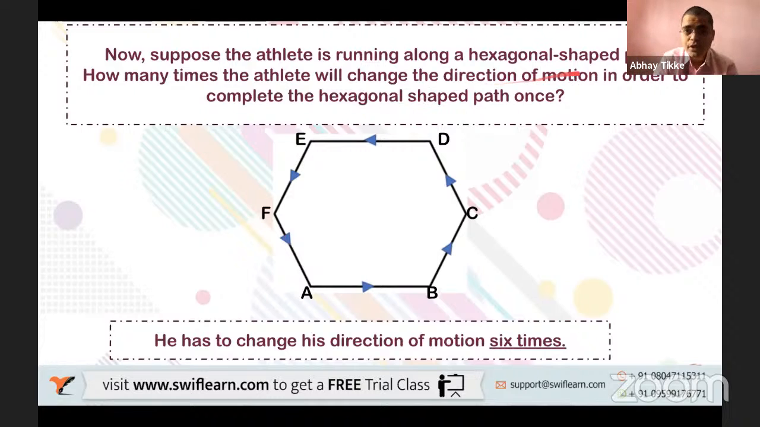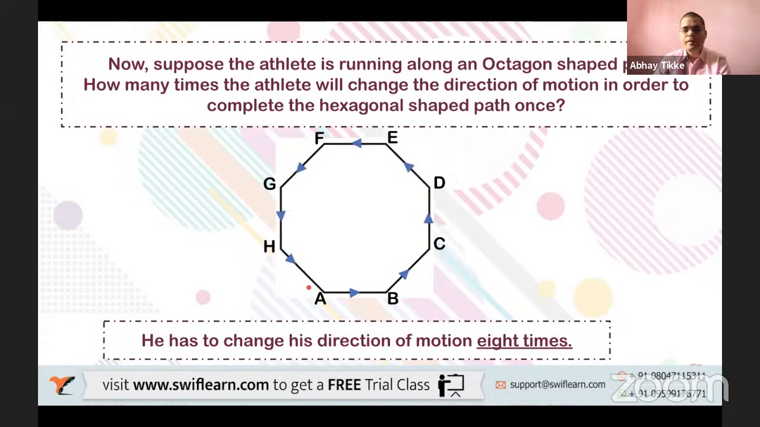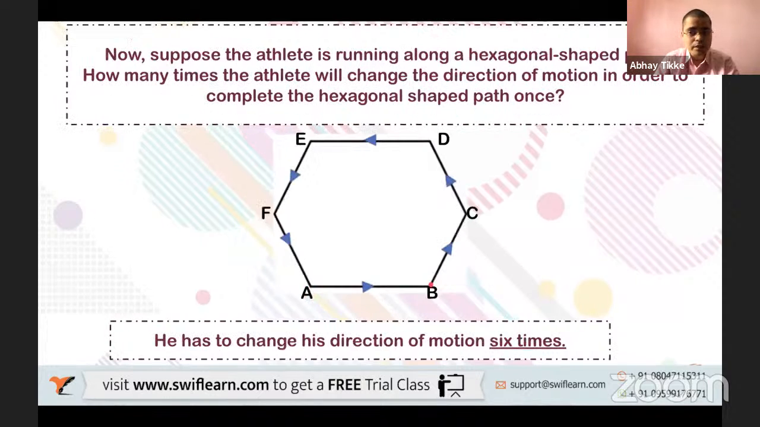Now suppose the athlete is running along a hexagonal shape path. How many times will the athlete change the direction of motion in order to complete the hexagonal path? बताइए, how many times? Let's say I start from A. Then as soon as I reach B, I have to change the direction. As soon as I reach C, change the direction. As soon as I reach D, change the direction. As soon as I reach E, again change the direction. As soon as I reach F, again change the direction. As soon as I reach A, again I have to change the direction.